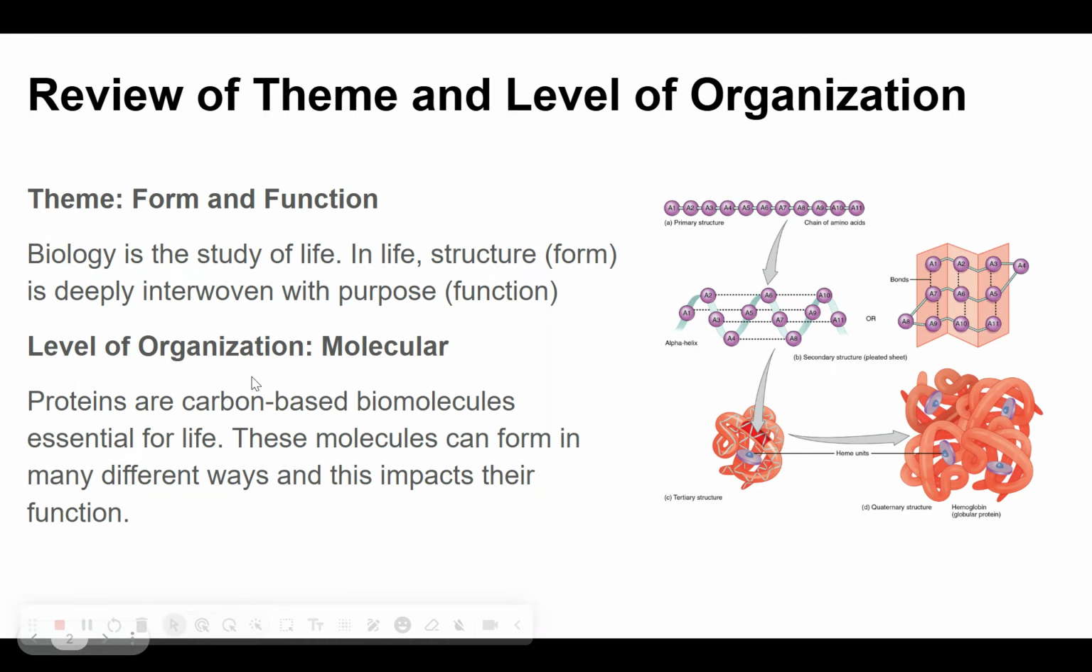So our level of organization is molecular, and proteins are another one of the biomolecules essential for life, and they can form in many different ways, and this deeply impacts their function. So this section is going to be all about the different forms and functions proteins can take and the different aspects of their environment that can impact their form and their function.